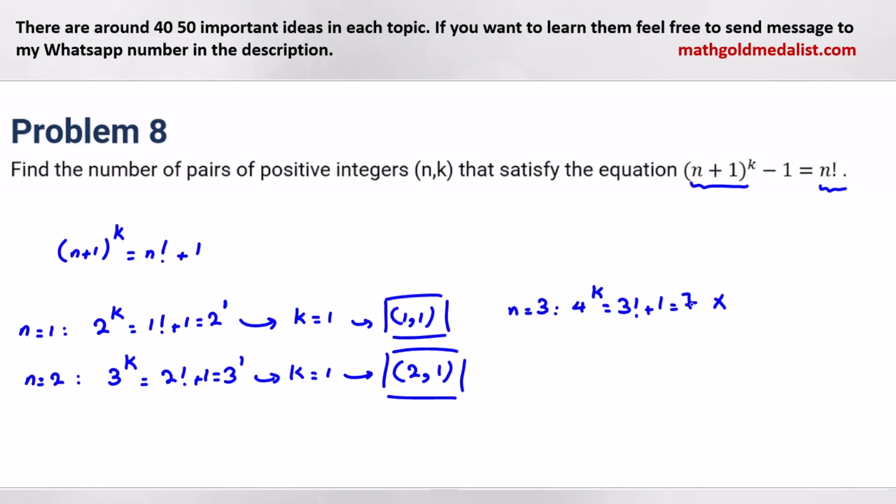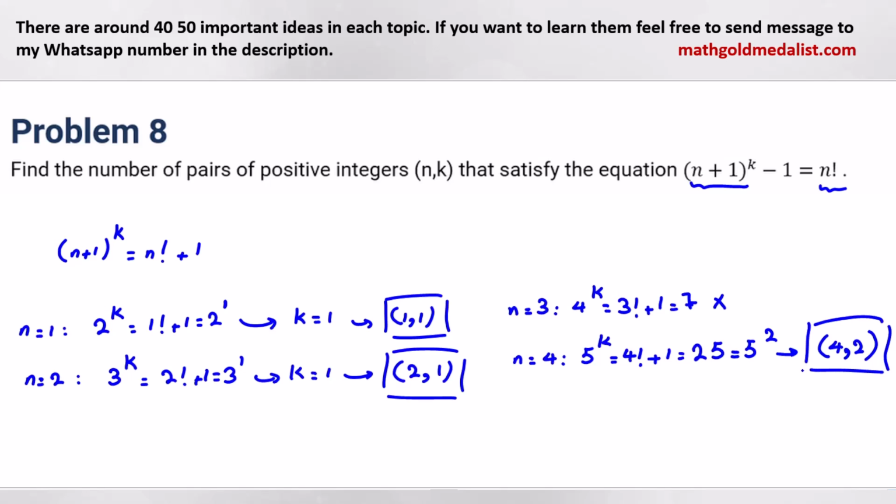It doesn't work. If we check n equals 4, it will be 5 to the k is equal to 5 factorial plus 1. Let me check 4 factorial, sorry. 4 factorial plus 1, which is 25. And we can say, okay, it's 5 squared, so k is 2. So 4, 2. We found the third answer. n is 4, k is 2.